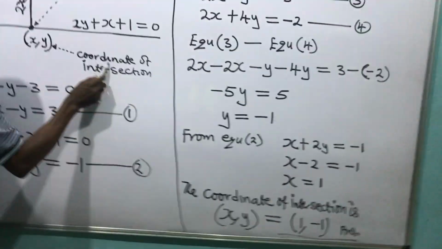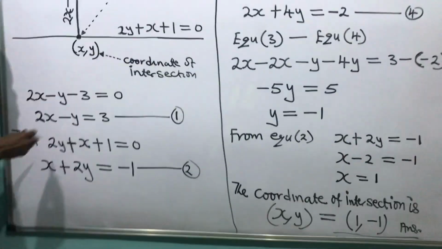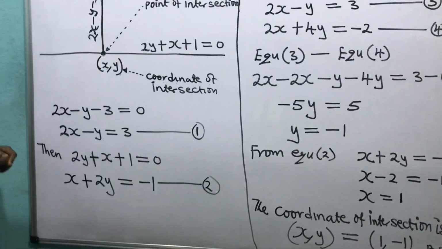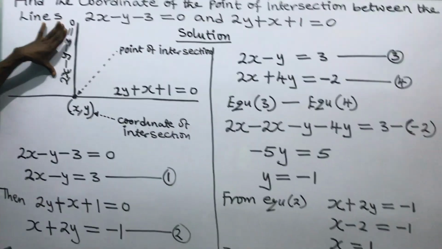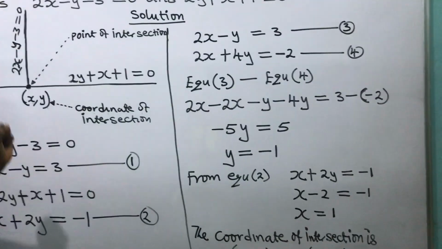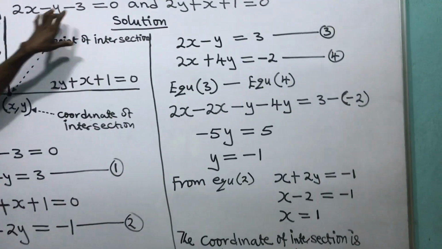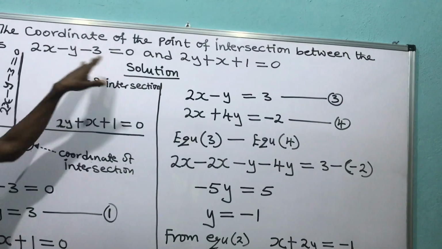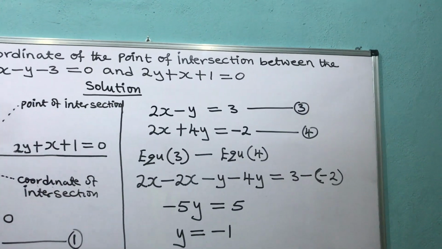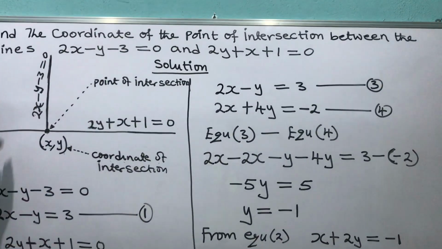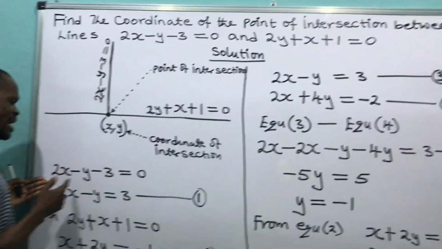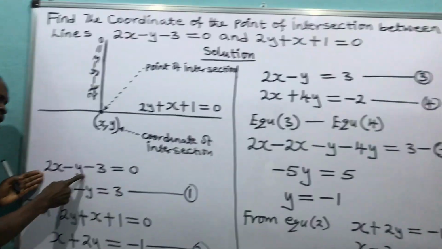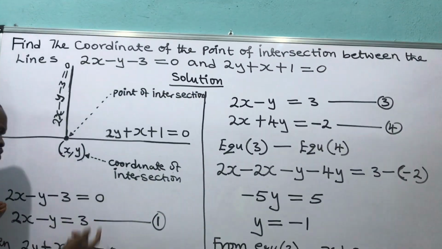I call it the coordinate of the intersection. Then how am I going to get this coordinate? I'm going to solve these two equations of the lines simultaneously. And how am I going to do that? I have to bring down the first equation. What's the equation of the first line? 2x minus y minus 3 equals 0.